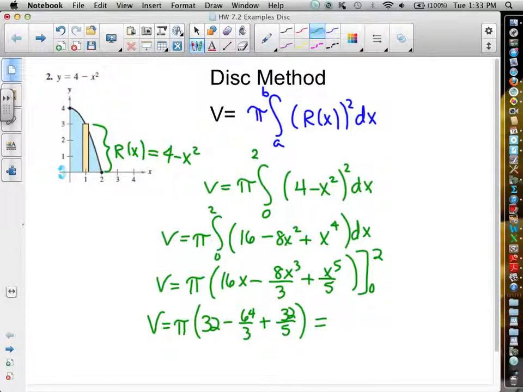You can do this with your calculator. I'll refresh your memory on how to put this stuff in the calculator as well. So 32 minus the 64 thirds plus the 32 fifths. Make sure when you put these fractions in, they're in parentheses. Do it with your calculator right now. There are 3 calculators up here if you need to borrow one.